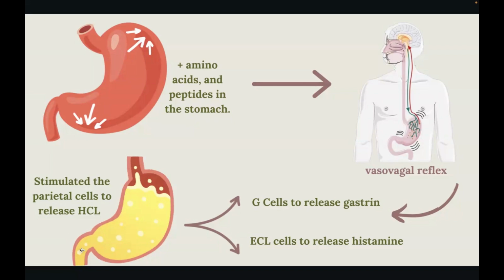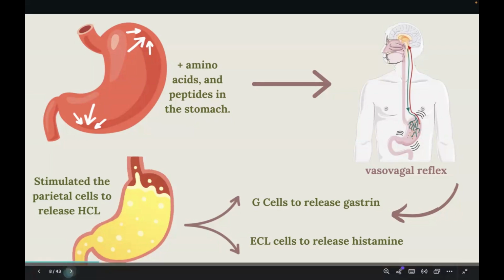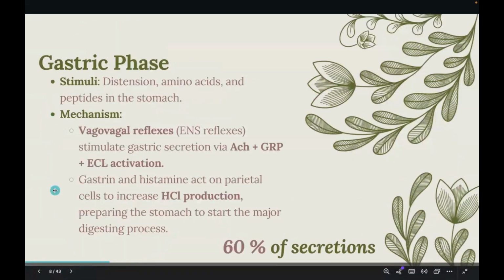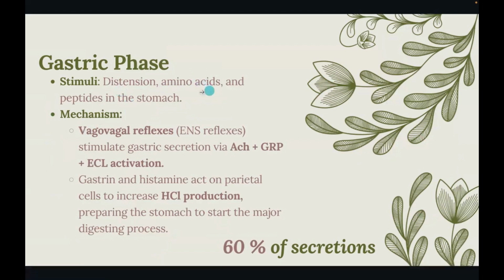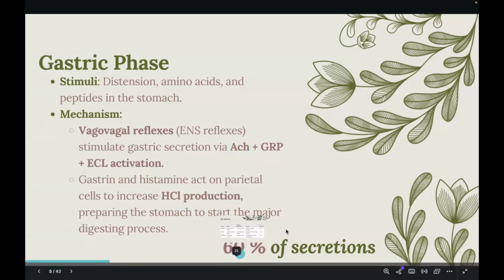We want to break it down. So this is basically what I said in words. The stimulus, again, is distension of the stomach, amino acids, and so on. It activated the vasovagal reflex, and this helped in the release of GRP for the G cells, histamine from the ECL cells, and acetylcholine as well. All of this helps increase the HCl production because we want the secretions to be up to 60%, because now we have food in our body and we want to break it down.